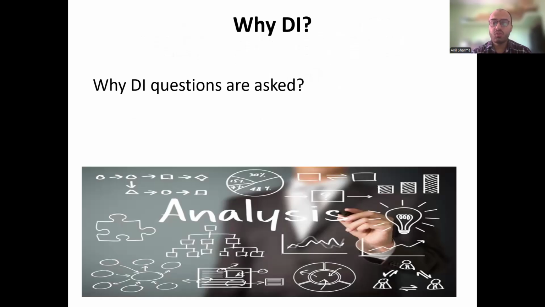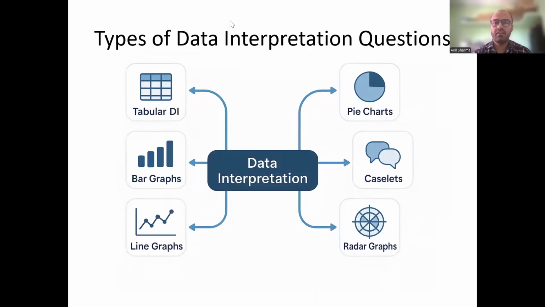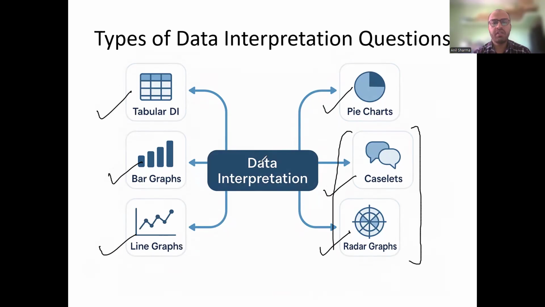Now, when it comes to the types of problems asked in the examination, these are the problems. The first one is tabular DI, where the examiner may ask a question from a table. They may ask questions based on pie charts, bar graphs, caselets, line graphs, or radar graphs. These last two are the new additions. Earlier, questions were asked from these four: table, pie chart, bar graph, or line graph.